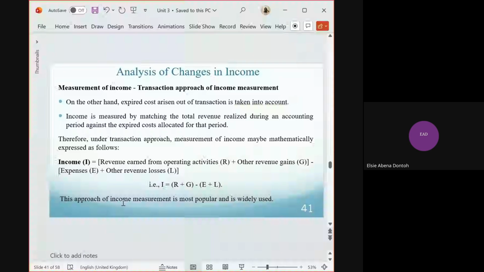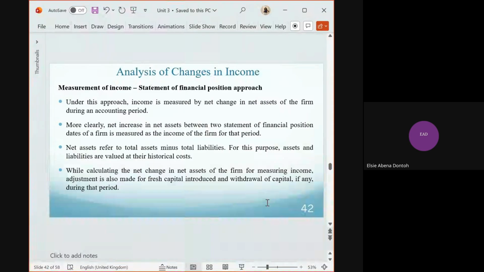This approach of income measurement is most popular and widely used. Also, we have the statement of financial position approach. Here, income is measured by net change in net assets of the firm during the accounting period. Net increase in net assets between two statements of financial position dates of the firm is measured as the income of the firm for that period. Net assets refer to total assets minus total liabilities.